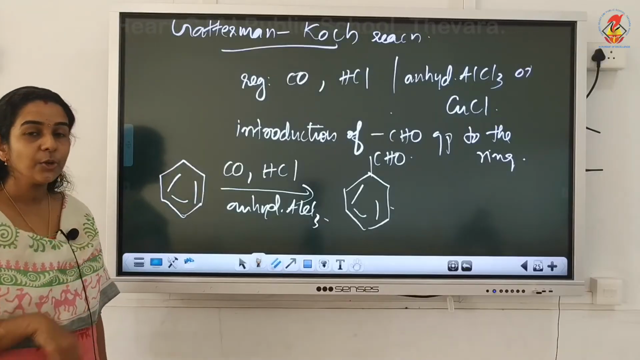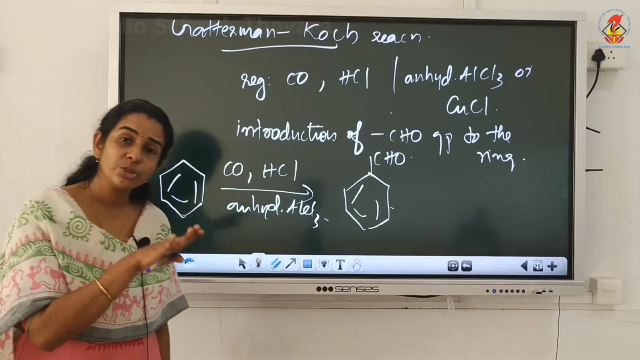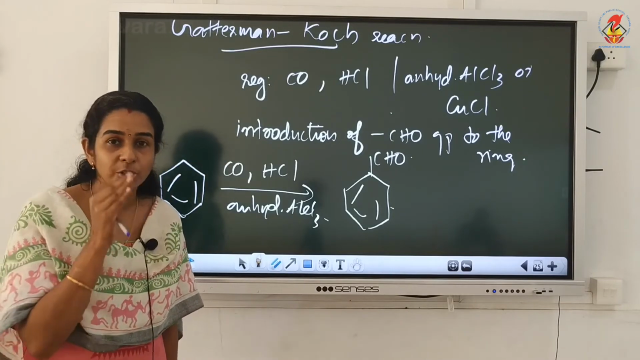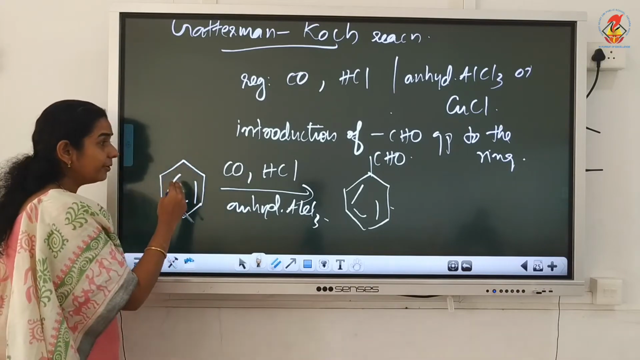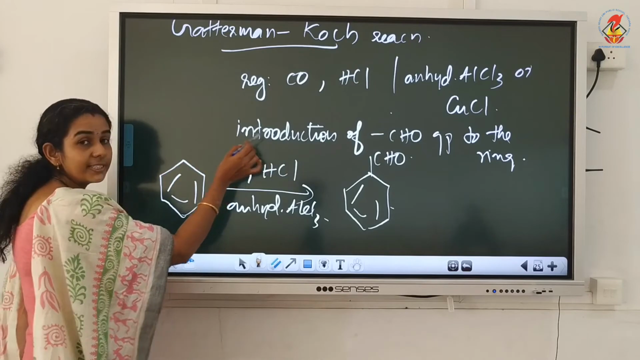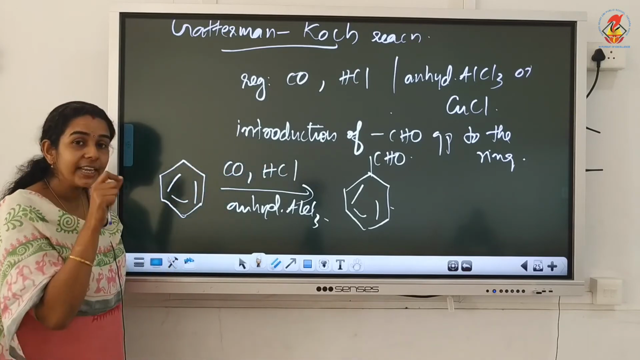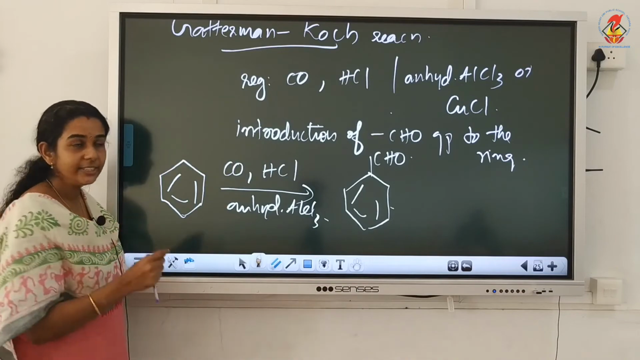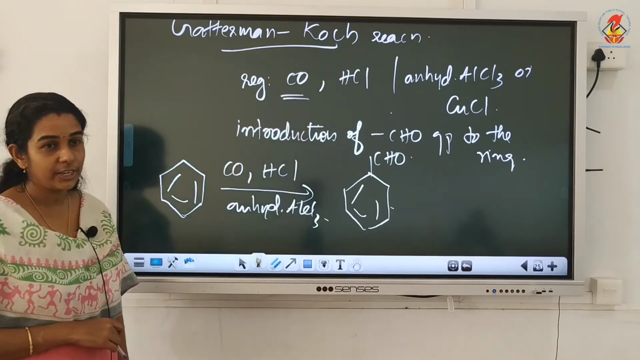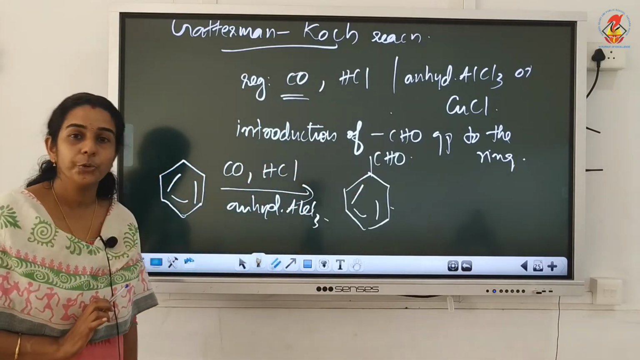Here one thing you have to remember: in all other reactions, CH3 we are converting to CHO, so there is only conversion of the carbon. Here we are introducing the aldehyde group. So we need to take a reagent which contains carbon. That is why here we have taken carbon monoxide as a reagent, so that it is introduced as the CHO group.